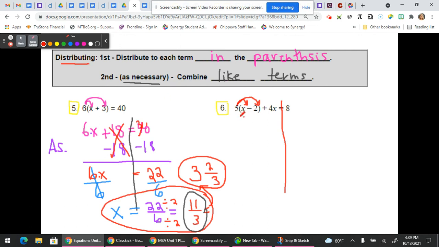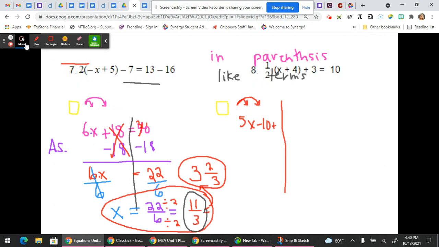So 5 times x is going to give me 5x. 5 times 2 is a 10. Now, I know it's going to be a negative 10 or a subtracting 10 because of the subtraction sign, so I'm going to squeeze that in. Now, don't forget, here is my plus 4x. And I think I'm going to need to scoot my line over just a little bit.